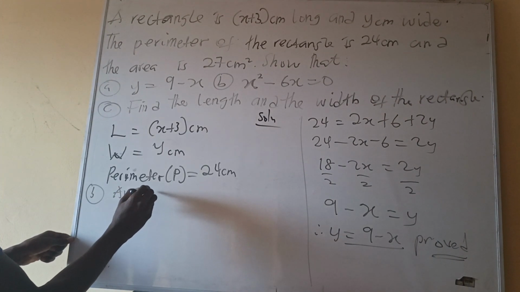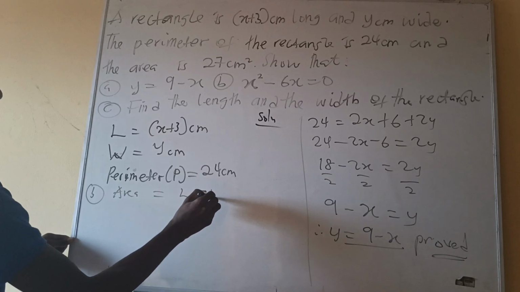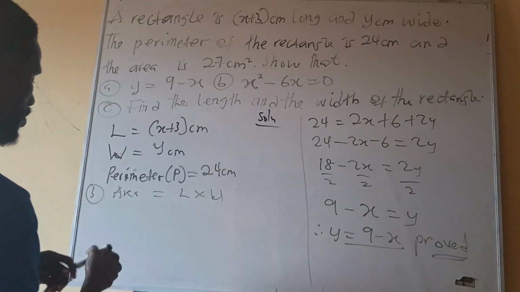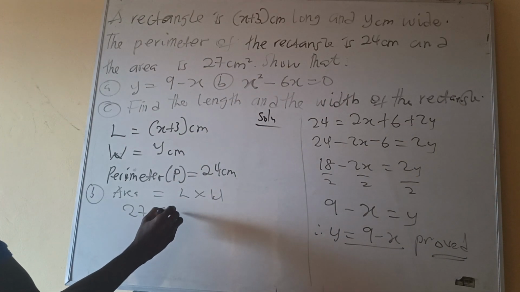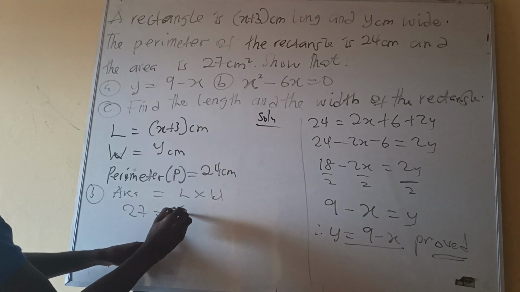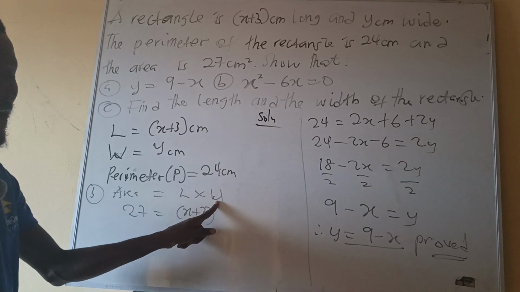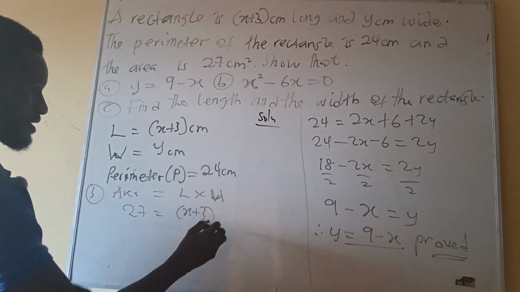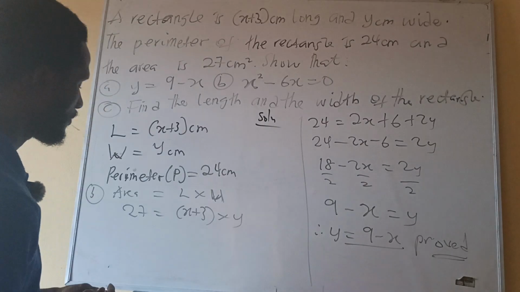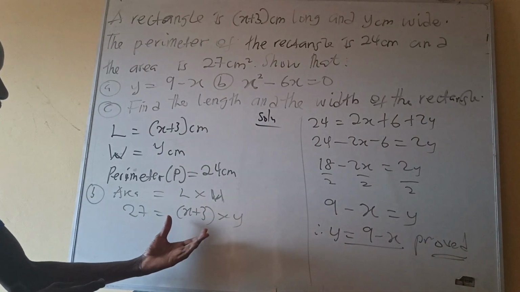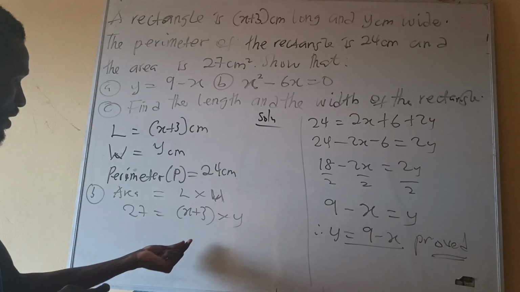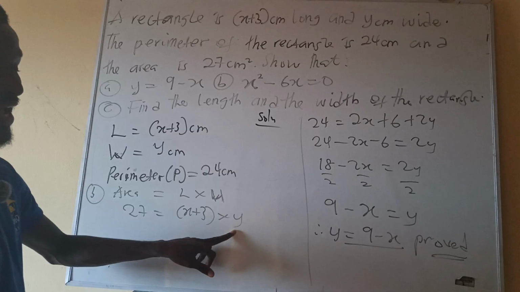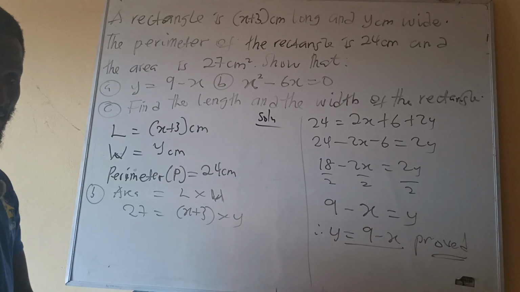Area is equal to length times what? Length times width. But the area was given as 27. So I'm going to write 27 is equal to length. What is the length? The length is x plus 3. Now what is the width? The width is y, so times y. Now, from here, we have 27 is equal to x plus 3 multiplying the y. Do you get it? Yes.